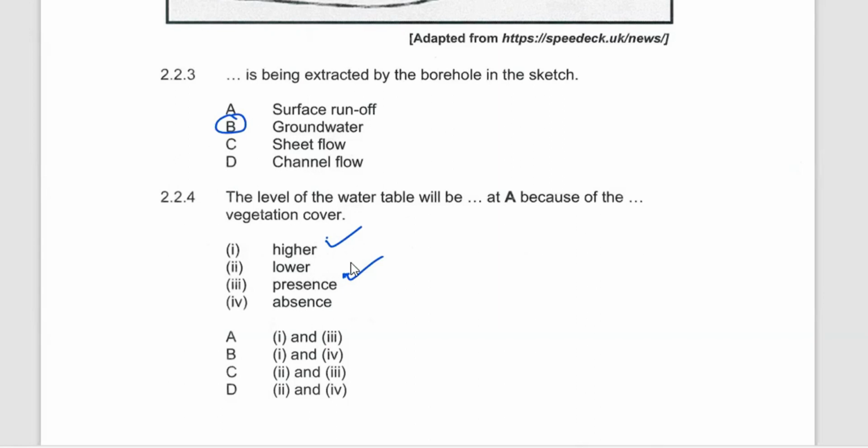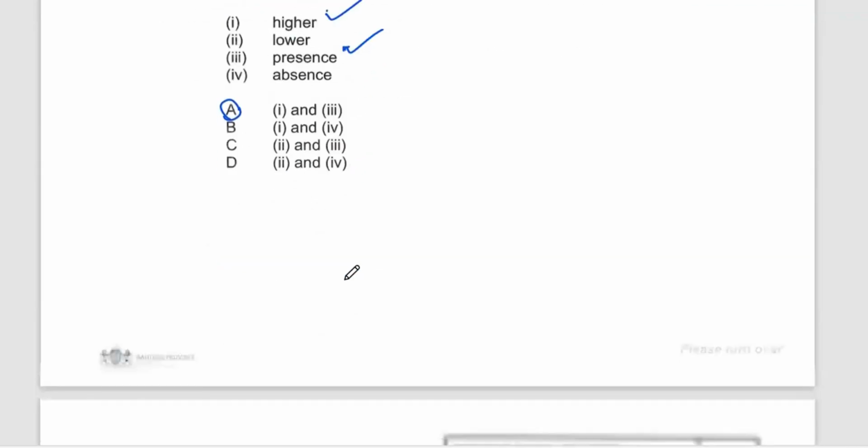They meet at C. Item number 1 and item 3 meet at the item saying the water table will be higher at A, right? And that is because of the presence of vegetation. So our correct response must be item A, which matches higher and which matches the presence of vegetation, which qualifies our response to be correct at item A. Right, we move on to the next question.